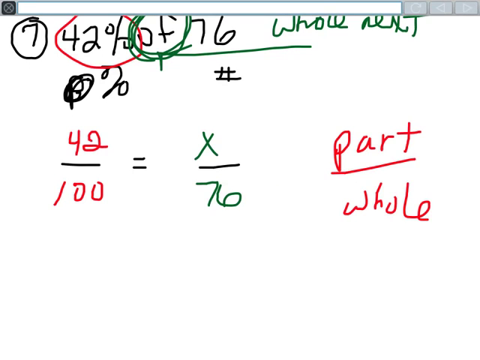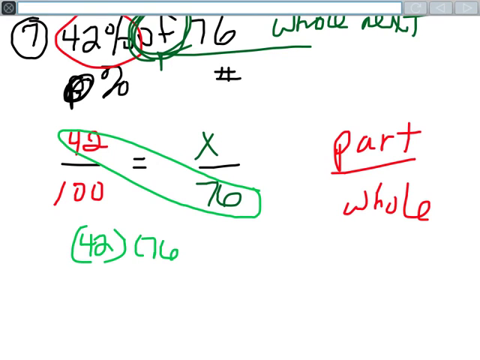Let me see if I can't choose something here and get this video working again. It's not cooperating with me. Here we go. So this is one thing I multiply, 42 times 76. Okay, and 42 times 76, you can use your calculator. That's what I'm going to do to make the video go faster. It's 3192.